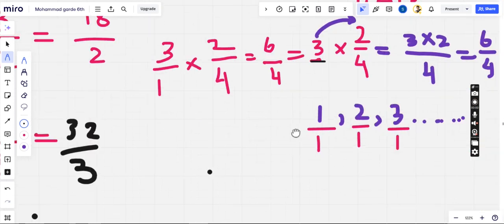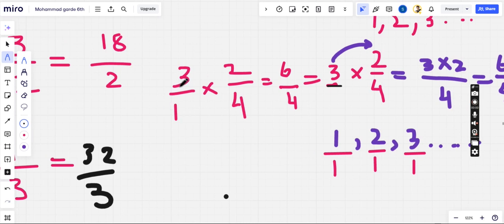So similarly, if we take 3 over 1 times 2 over 4, because 3 over 1 is equal to 3. So 3 times 2 we get 6 and 4 times 1 we get 4.